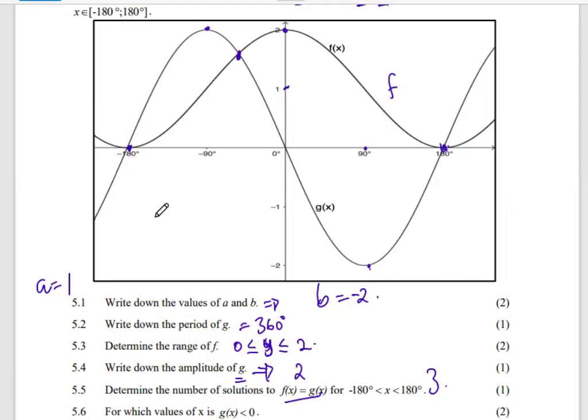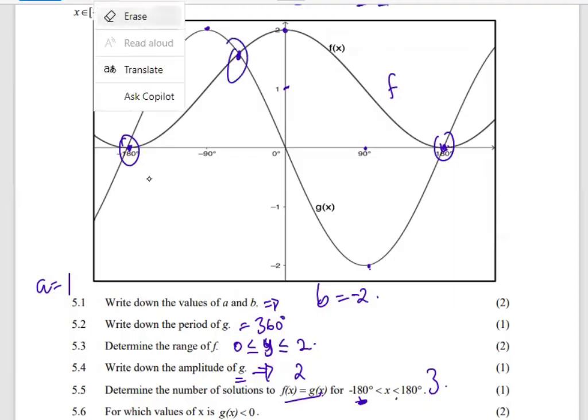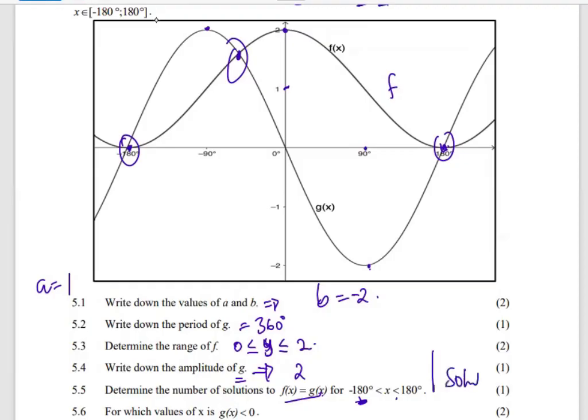Okay, so if it is 3 solutions, we call between negative what? 180 and a positive. But wait a minute. If it is f of x is equal to g of x, then this negative 180 is not part of it, and the positive 180 is not part of it because they are not equal signs, which means we have just 1 solution. It's not 2, or not 3 rather. It's basically 1 solution for that.